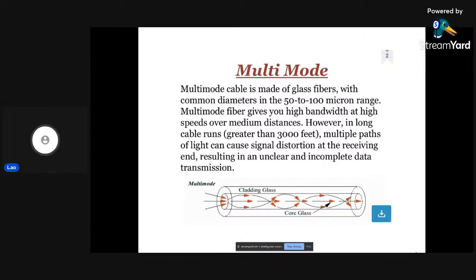However, in a long cable run, so greater than 3,000 feet, multiple paths of light can cause signal distortion at the receiving end, resulting in an unclear and incomplete data transmission. So, mas less expensive siya kaysa kay single. So, may tendency na meron din siya mga naging problema. Kumbaga, quality niya. But it's still nagagamit pa din siya.